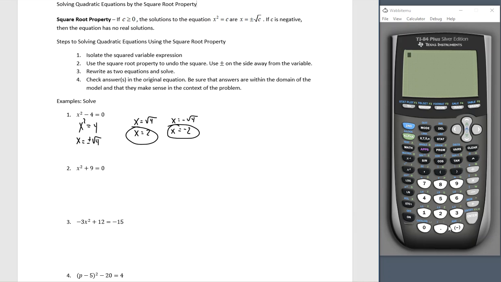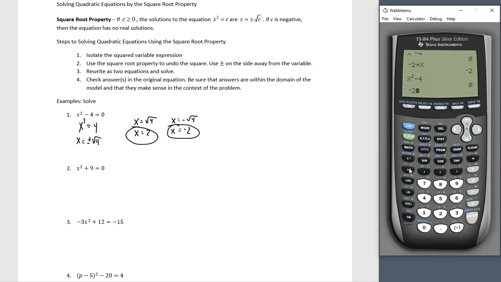Just a quick reminder that when you are doing x squared minus 4, let's do this instead. I'm going to store 2 for x. So now anytime I type the x, it's going to tell me it's 2. So I'm going to do x squared minus 4, and I'll get 0. Notice that if I store negative 2 for x, and I pull up my x squared minus 4, it tells me it's also 0.